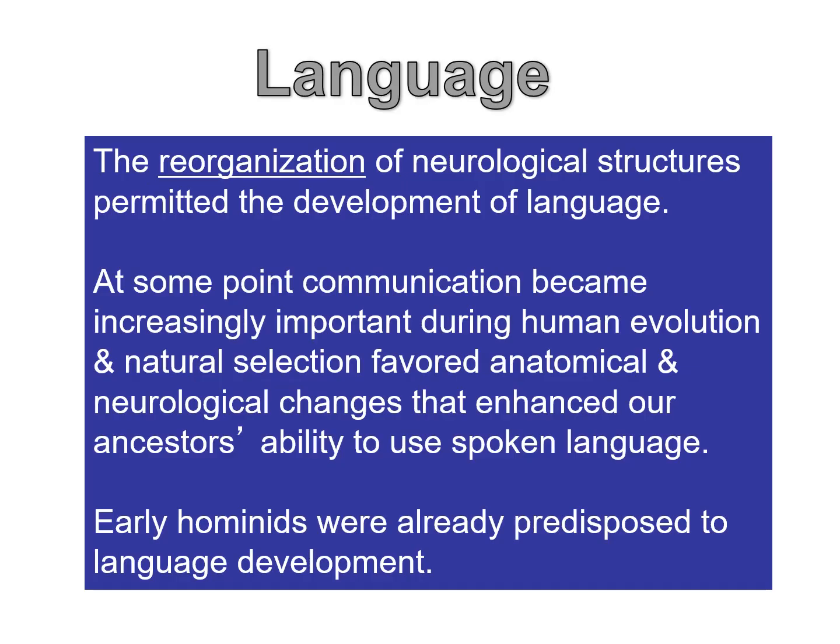So if we look at language development, this is right about the time where we would start to really look. We start to see cooperative hunting, we start to see larger brain sizes. This is really the period of time that a lot of researchers focus on trying to discover the origins of language, right? So the reorganization of neurological structures permitted the development of language. At some point, communication had to have become increasingly important during human evolution, and natural selection would have favored anatomical and neurological changes that enhanced our ancestors' ability to use spoken language, right? So it's most likely that those early hominids were already predisposed to language development. They were really just waiting for cooperative hunting and some of those technological developments to really kick it off and get it into development.